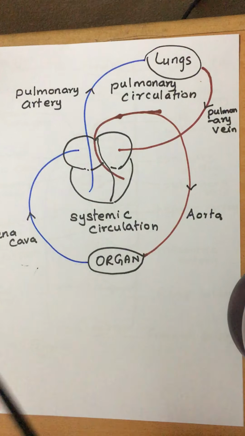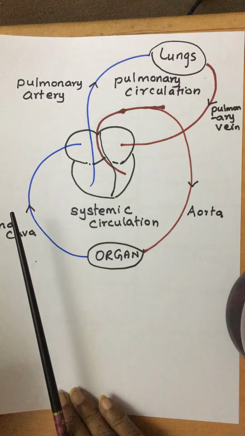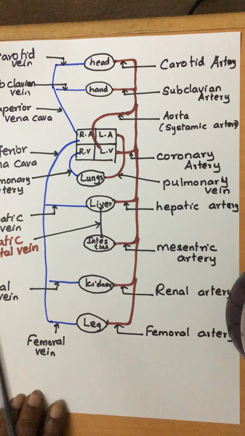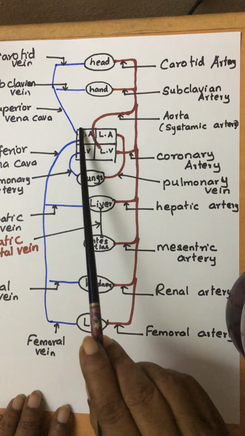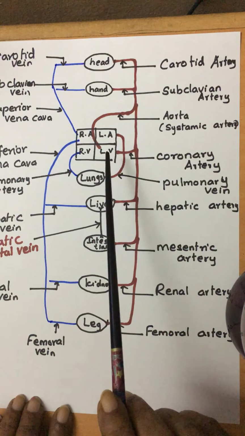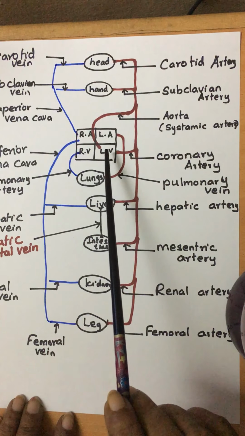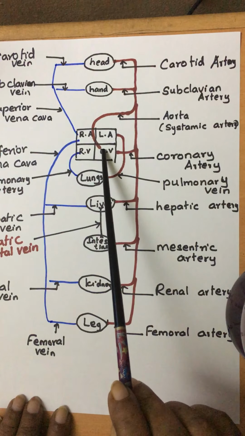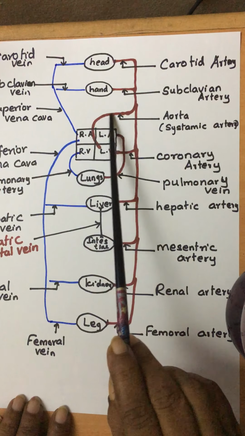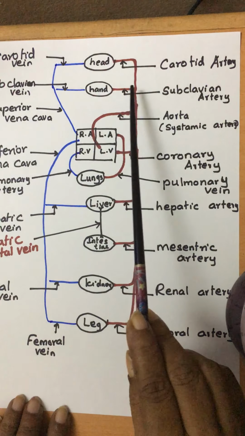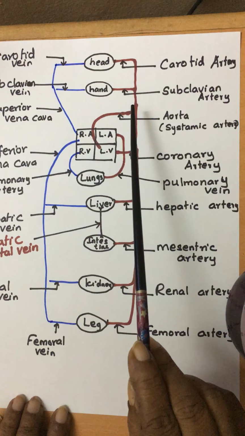Now we are going to study a little bit more clearly. This is the blood circulatory system in detail in humans. This is the heart, with four chambers: atrium and ventricle. First we see the artery system. The aorta, the systemic artery, brings oxygenated blood from the left ventricle, divides into many branches and supplies blood all over the body.